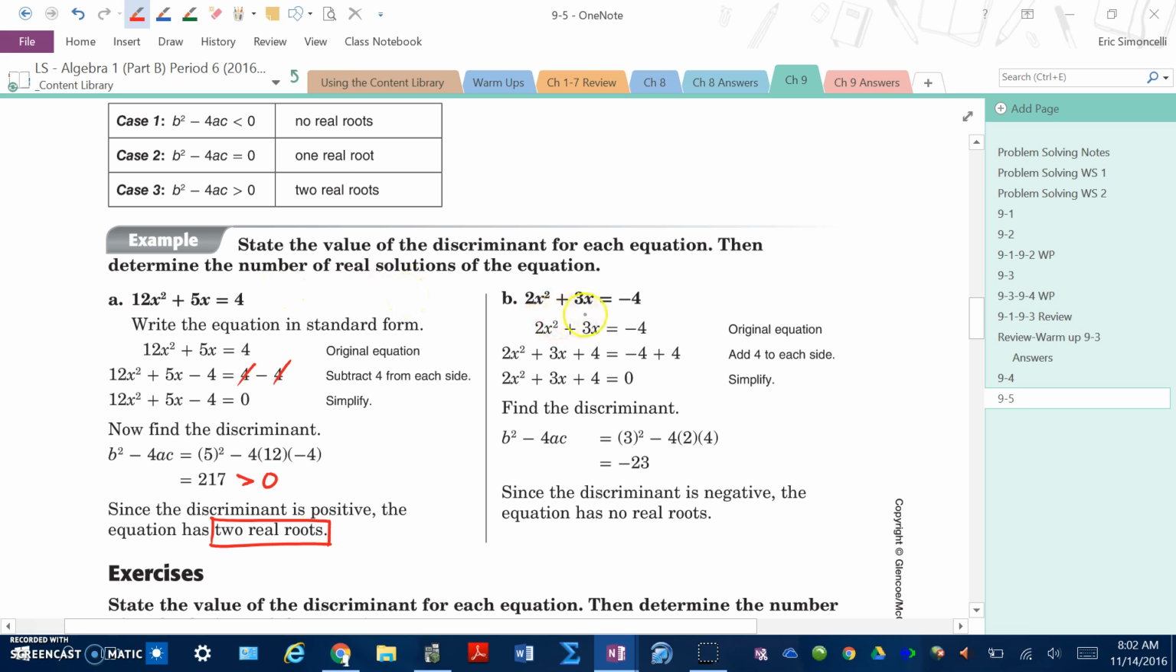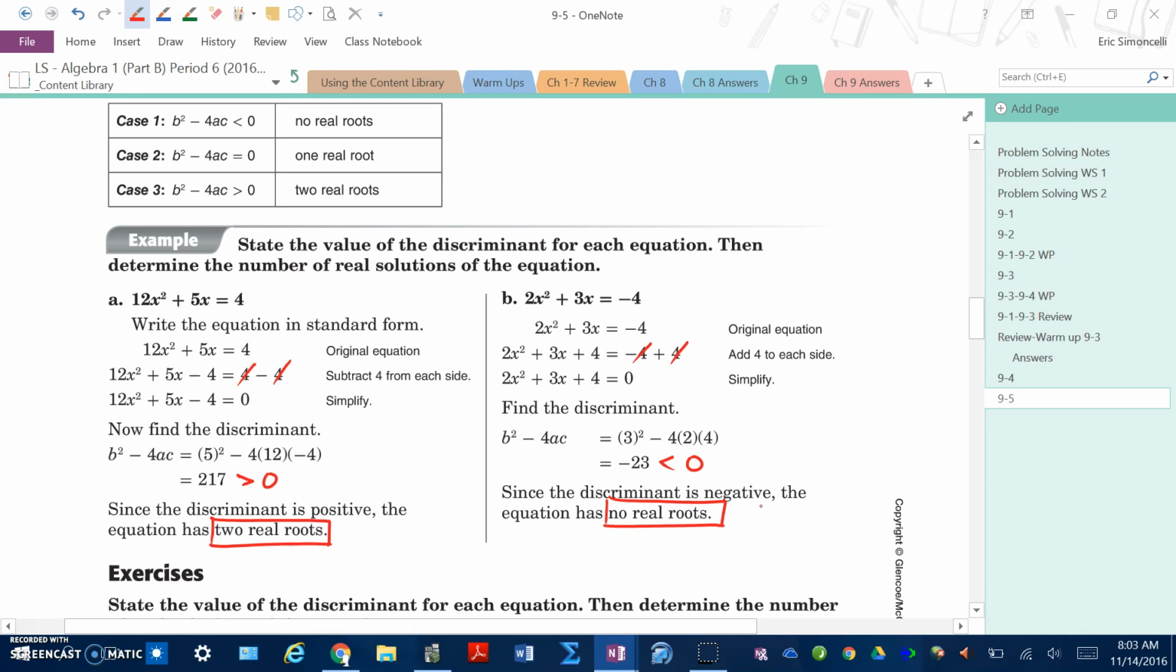Part B, 2x squared plus 3x equals negative 4. Again, we will look at this by attempting here to set it equal to 0, adding 4 to both sides. We'll do that. Finding the discriminant, b squared minus 4ac again, so b, which is 3, quantity squared, minus 4 times 2 times 4, so 4ac. Do the math, we have 9, and then we have minus 32, which is negative 23, and because that number is negative, we see here that this problem has no real roots. So it's a situation where the parabola doesn't even cross the x-axis.